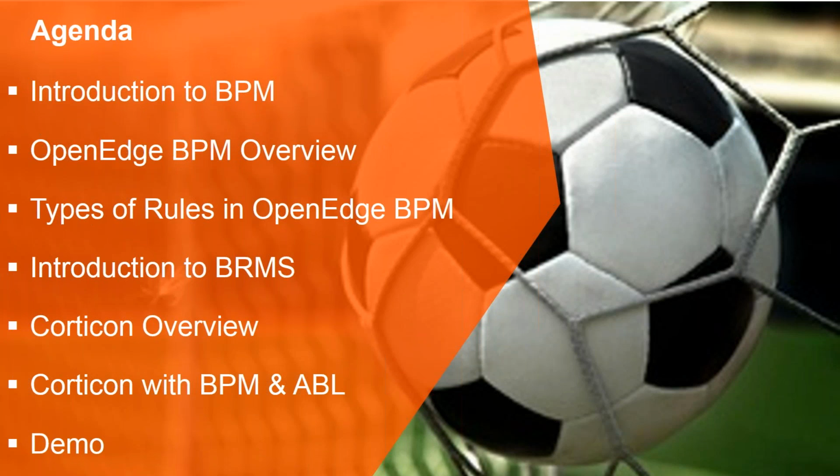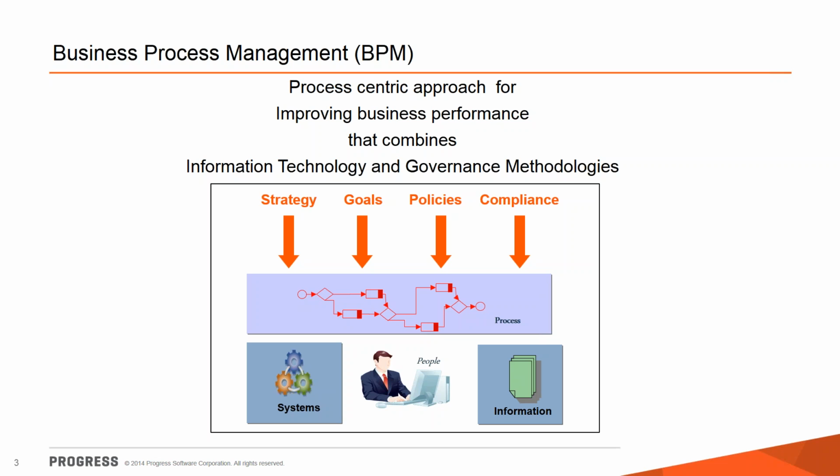Business process management, by definition, is a process-centric approach for improving business performance that combines information technology and governance methodologies. In general, most businesses follow certain processes, whether it could be a loan approval process, student enrollment, or getting a new employee on board. For all of these things to get done, certain people, certain processes, and certain systems are involved. With a traditional approach, when the business grows, the process becomes chaotic.